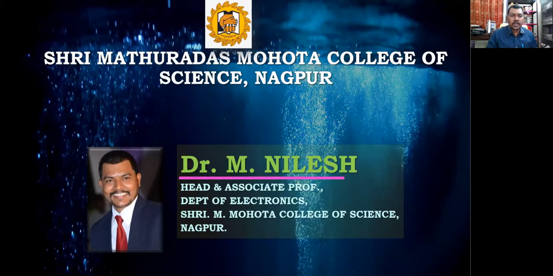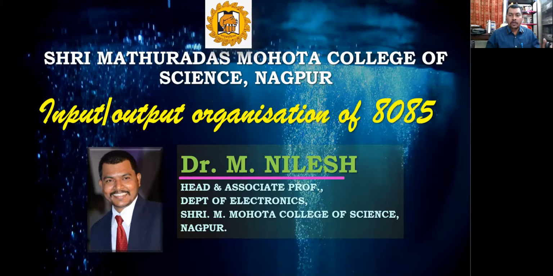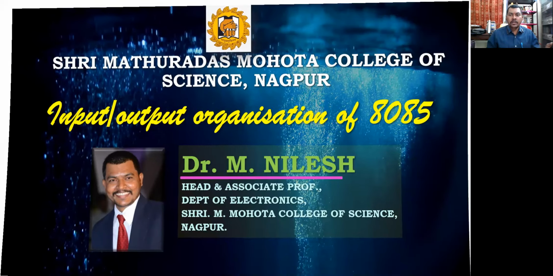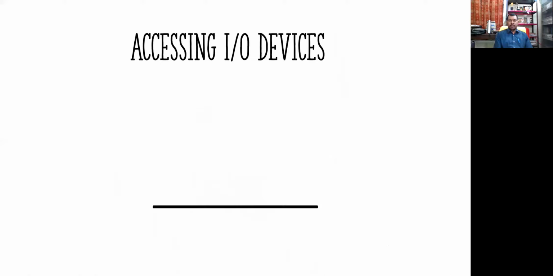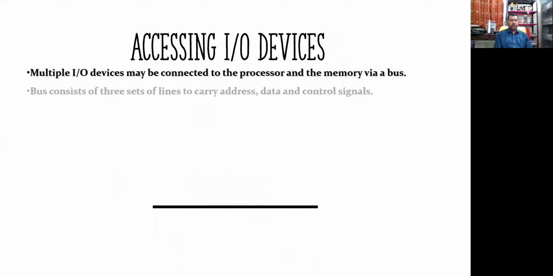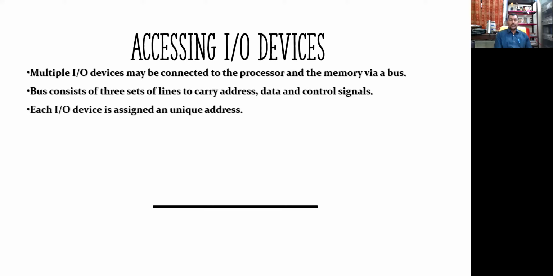So yeah, we have started with this. We are studying interfacing of 8085 with the input output devices, and we are trying to study the input output organization of 8085. The main important portion was how we are going to access the input output devices. And to access those devices, we require some parameters. That is, multiple input output devices can be connected to the processor and memory via a bus only. The bus consists of three sets of lines. The first one is to carry the address, the other one is to carry the data, and the third one is to carry the control signals.